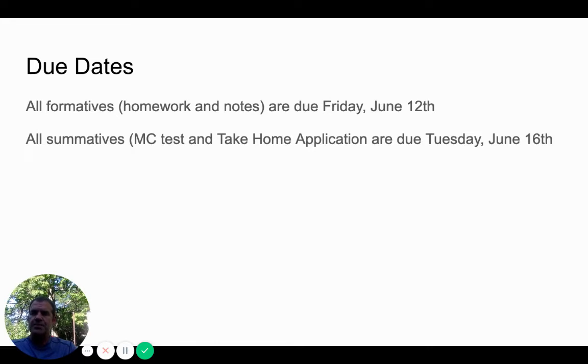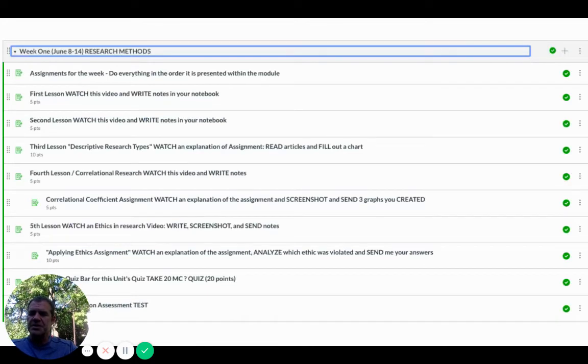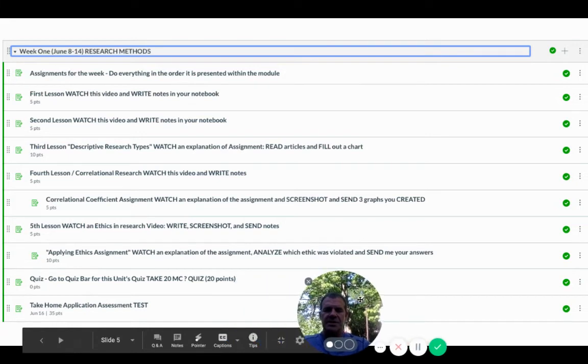All right, so the unit starts June 8th. That gives you 5 days to get your formatives done, and then when you feel most comfortable, getting those summatives in. So this is how your module looks.